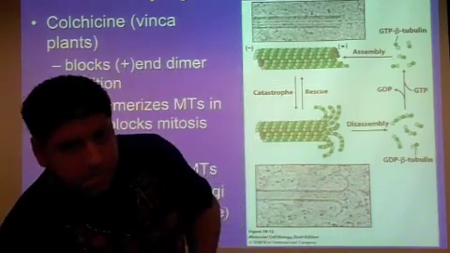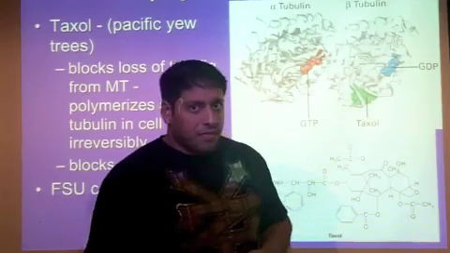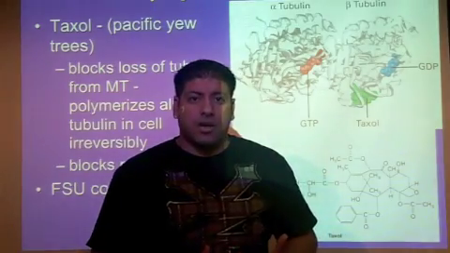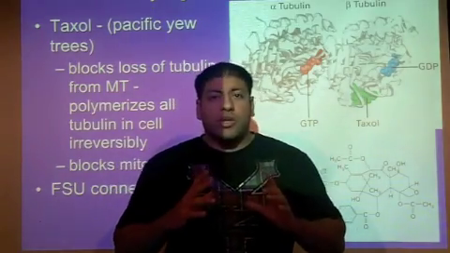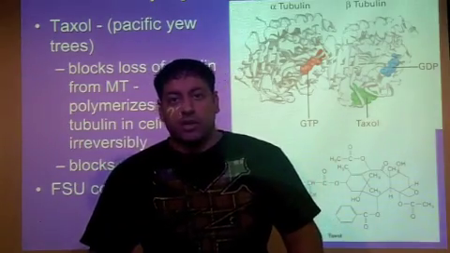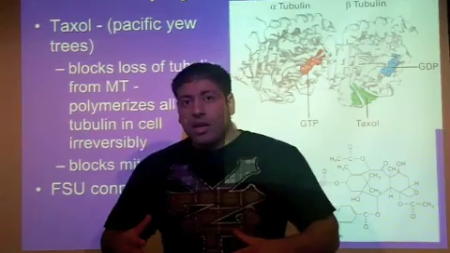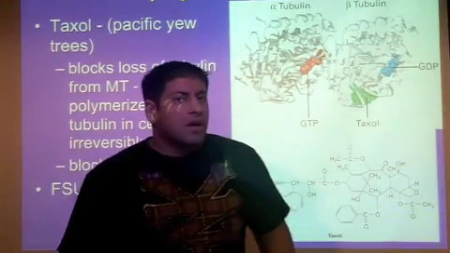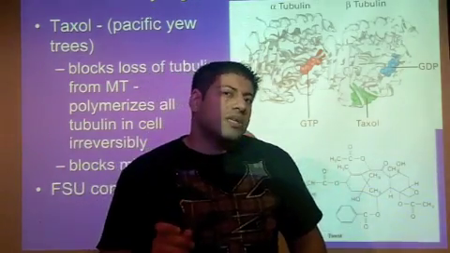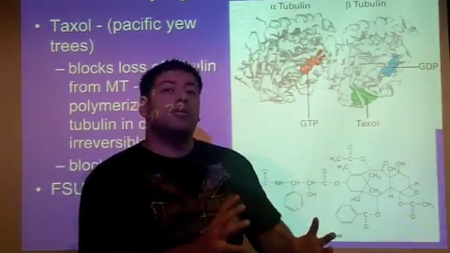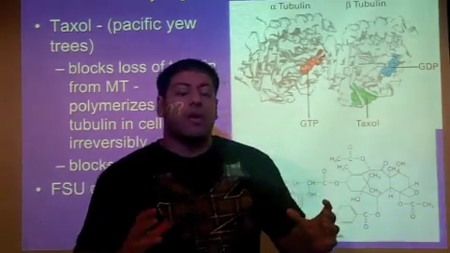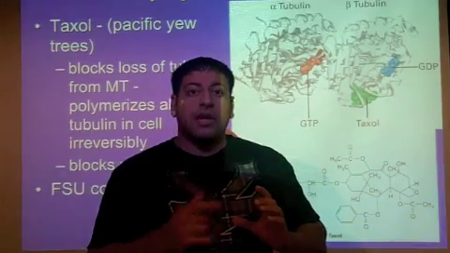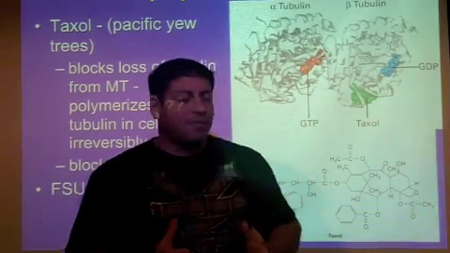The third drug is taxol. So taxol, as I mentioned before, does the opposite of colchicine and nocodazole. Taxol is going to cause overpolymerization, so overgrowth, basically, of microtubules. Now, how does that work? So taxol is not going to target the microtubule filament itself, but it's going to target the building blocks of the microtubule, the alpha-beta tubulin dimer.